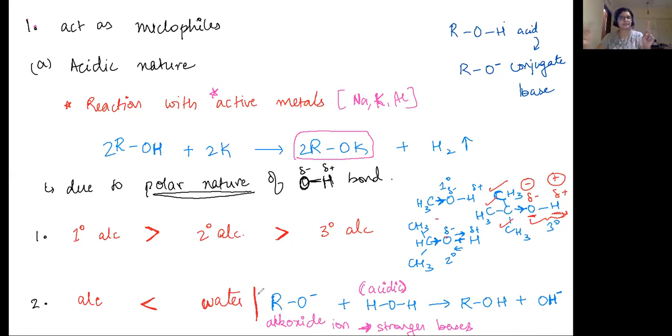It's not a completely linear scale. Just that the pKa of alcohol will be greater than the pKa of water. Water is more acidic as compared to alcohols.